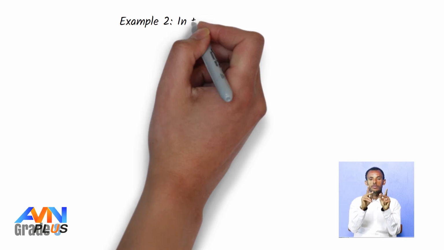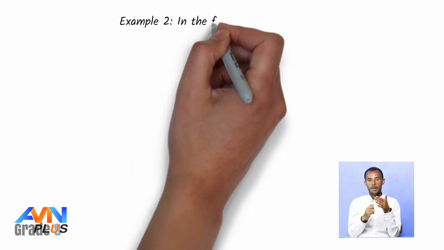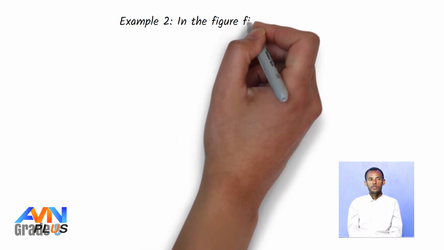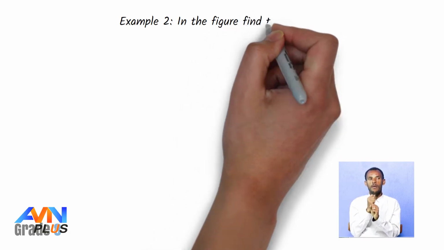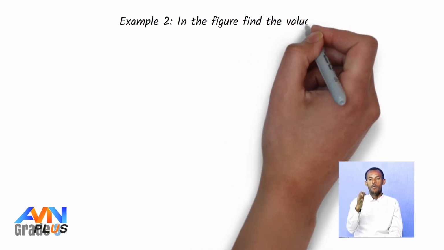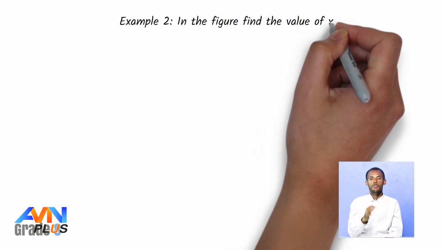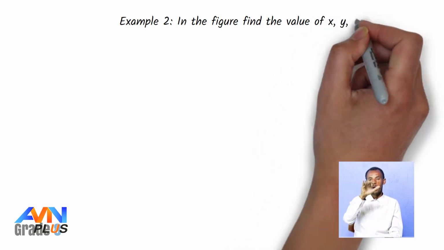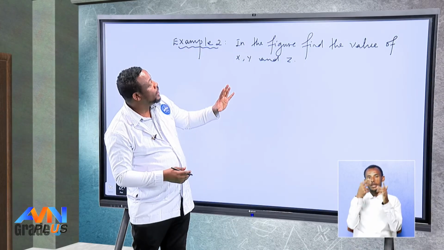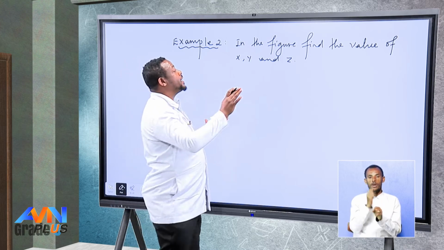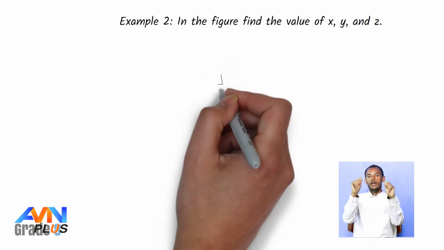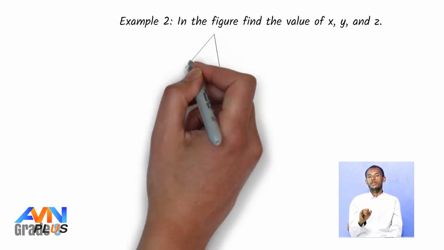Okay, in the figure below, find the value of x, y, and z. Okay, in the second example, you are asked to find the value of x, y, and z where the triangle is a triangle of the form like this.